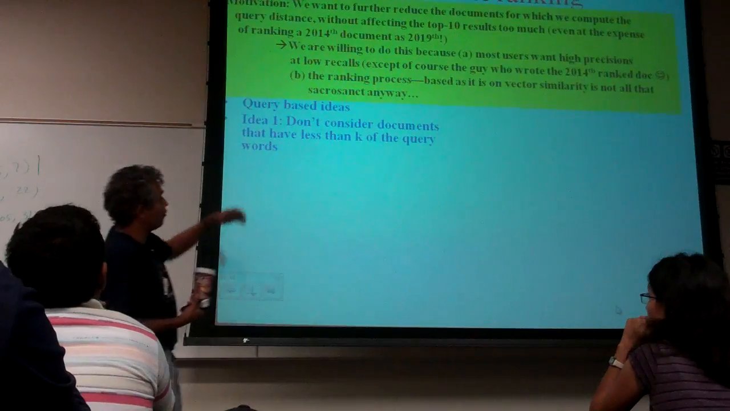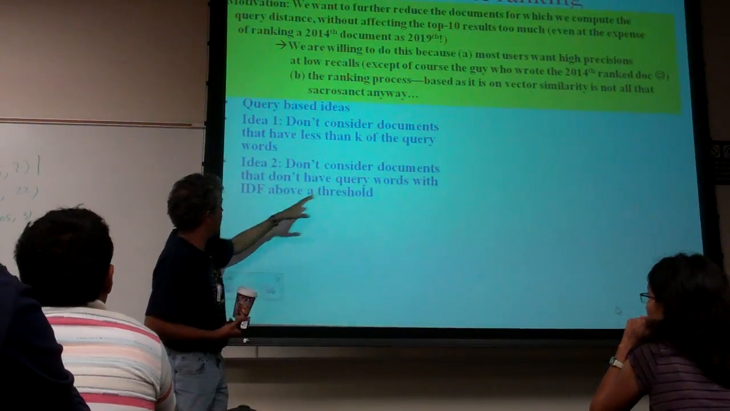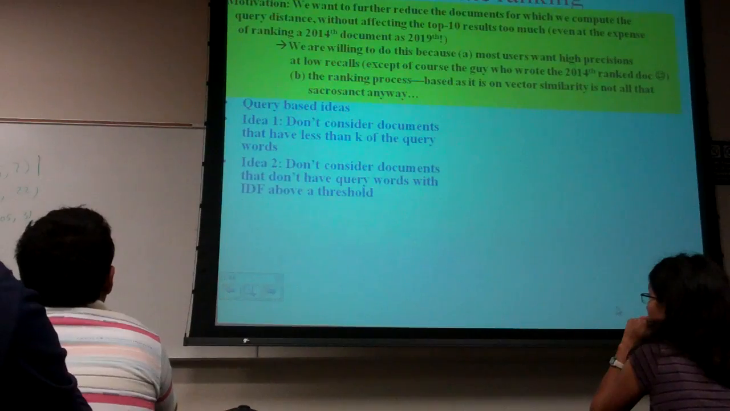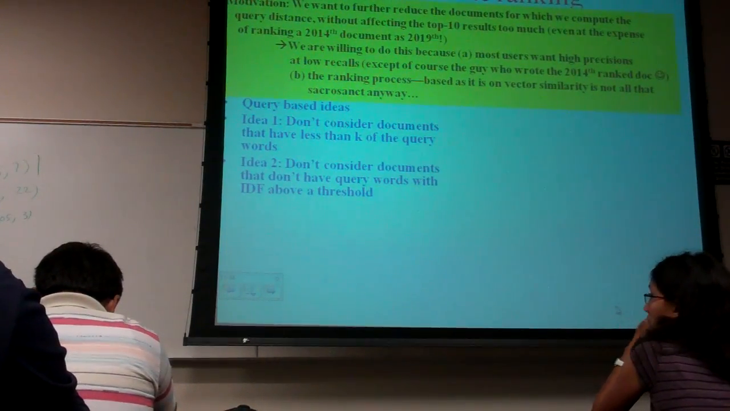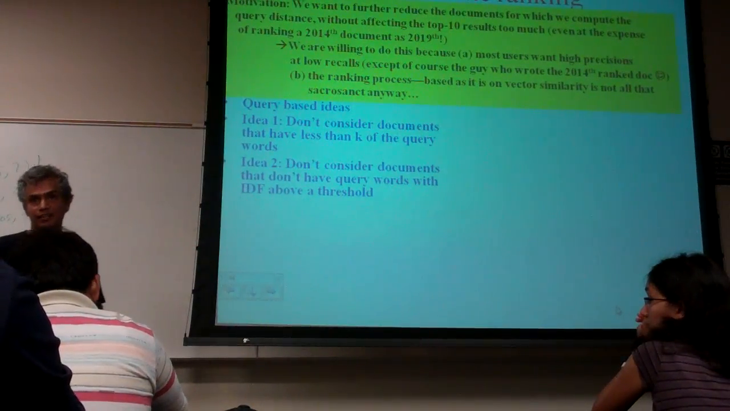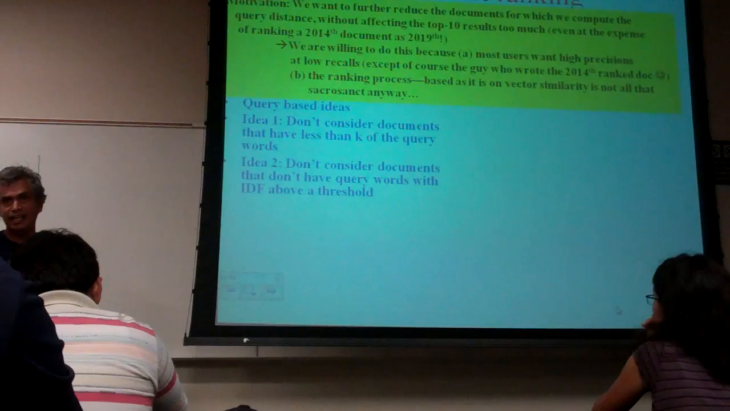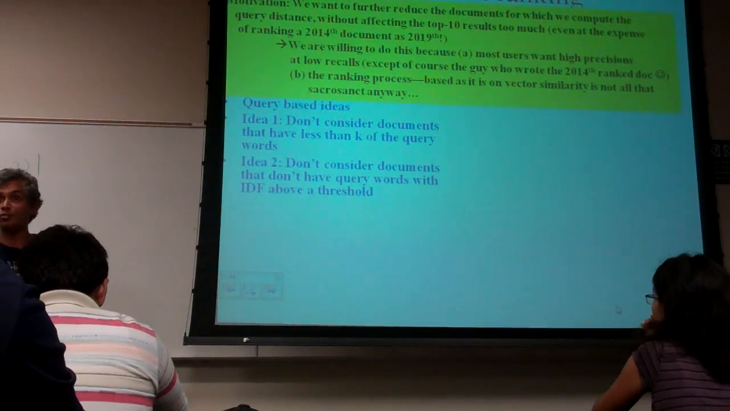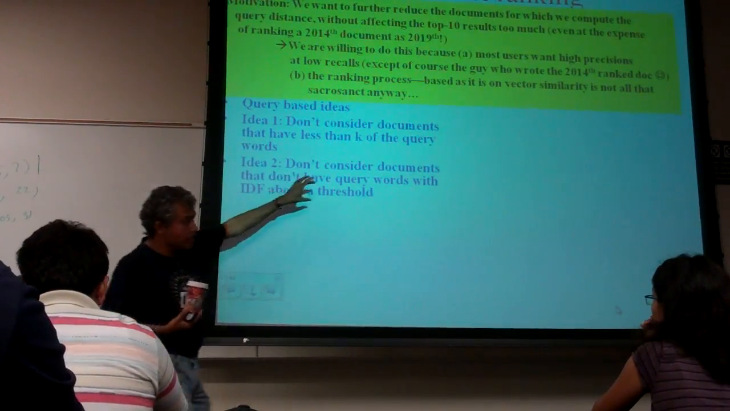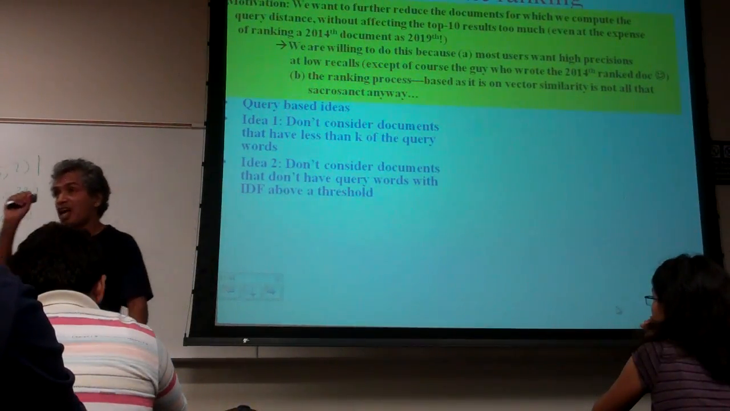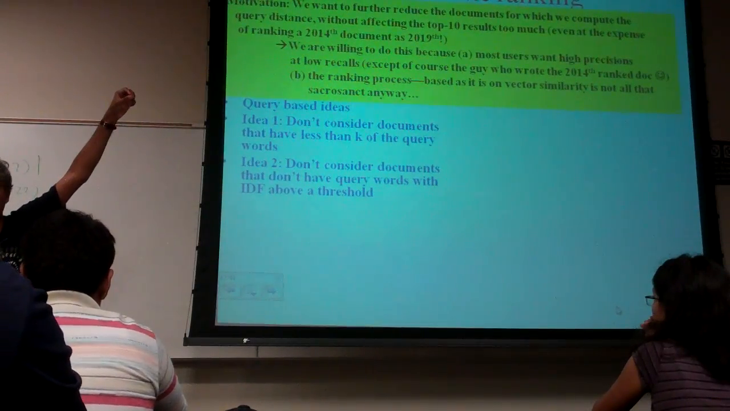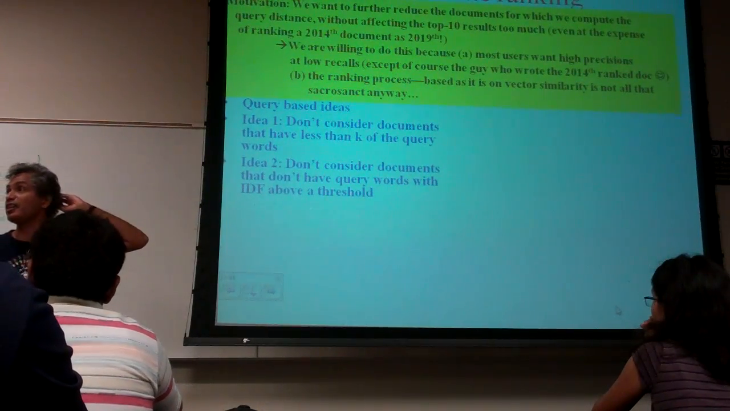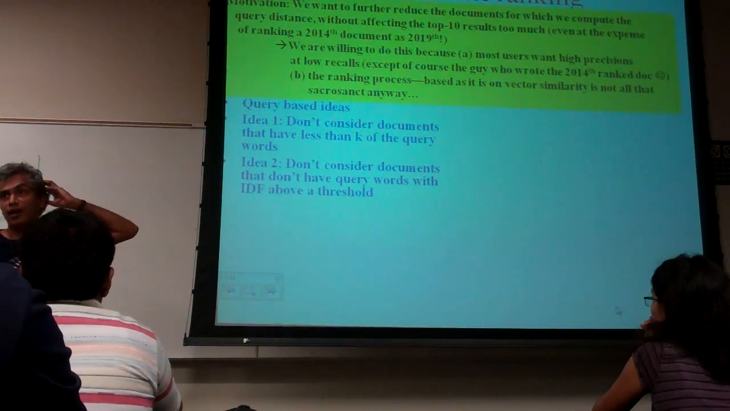So the second idea is don't consider documents that don't have query words with IDF above a certain threshold. That's just a long-winded way of saying what you're saying. Put an IDF threshold and say words above that IDF value are the only ones that matter. If there are documents which don't have any of the high IDF words, then they're as good as not having any of the words, and they should be removed from consideration. This could cut down the number of documents you eventually have to sort. Now notice that by doing this, I can construct examples where your sorting would be wrong compared to the ideal sorting. It may well be that something that should be in the 2014th position gets put in the 2019th position. But do I care? I only want to look at the first 10 results.